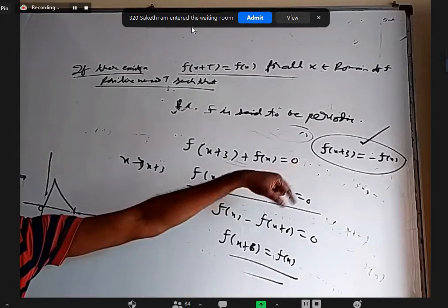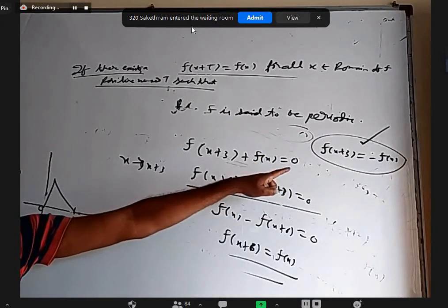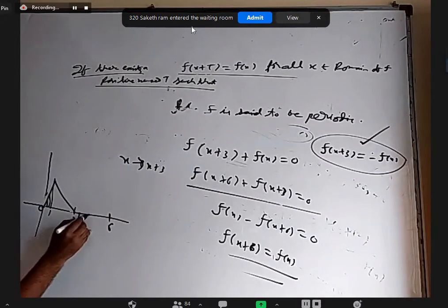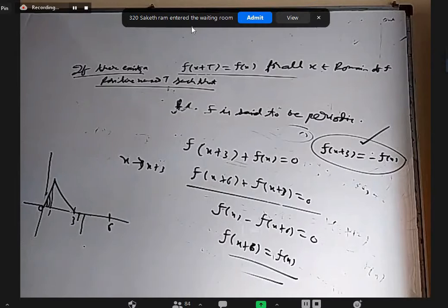Substitute x as 0.2 here. What happens? F of 3.2 is minus f of 0.2. So whatever value at 0.2, the same value negative down. Whatever value at 0.5, that will be happening here at 3.5, negative of that. Whatever value is happening at 1, at 4 the same value will be happening, negative. So between 3 to 6, the graph will be like this. It is the same graph multiplied with a negative, a mirror image, and that is pasted here. Are you able to relate to what I'm saying?